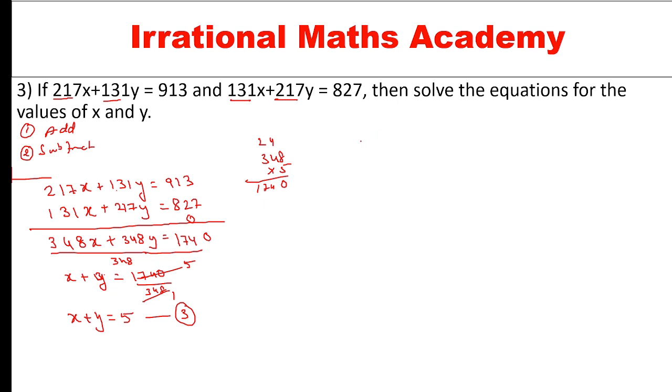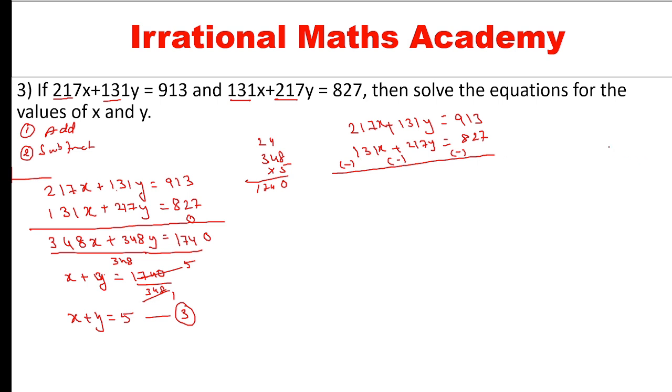Next, what I told is to subtract here. 217x plus 131y equal to 913. 131x plus 217y equal to 827. To subtract this one, what we'll do? We'll multiply one of the equations with a minus sign. Now 217 minus 131, here x, here it is also x.